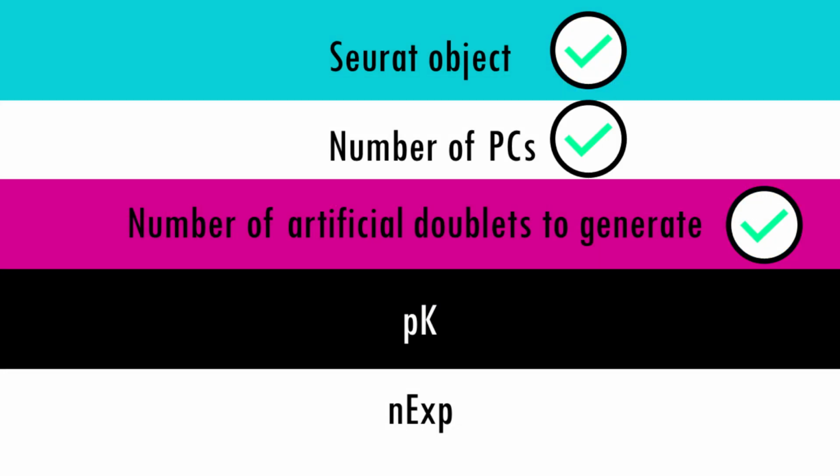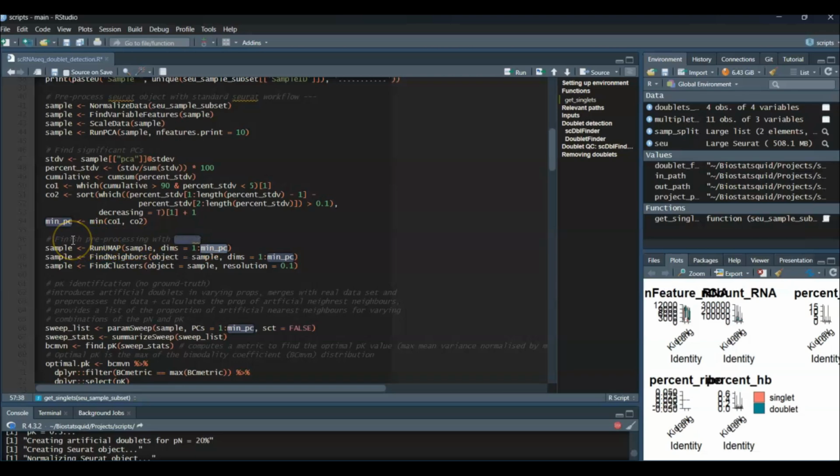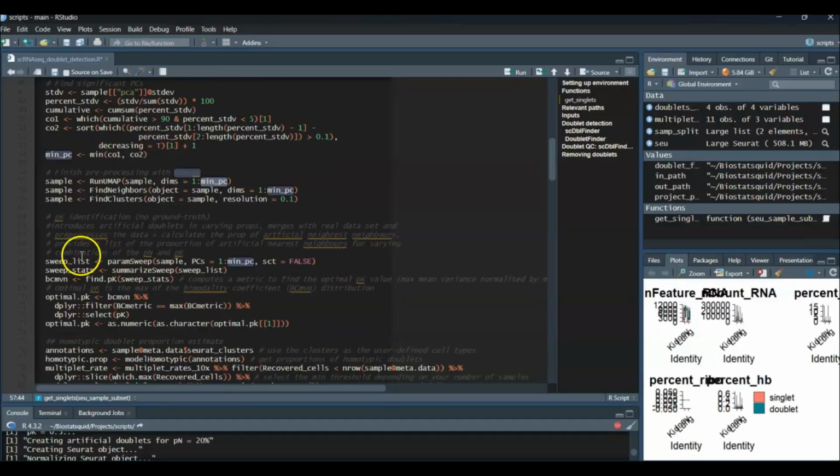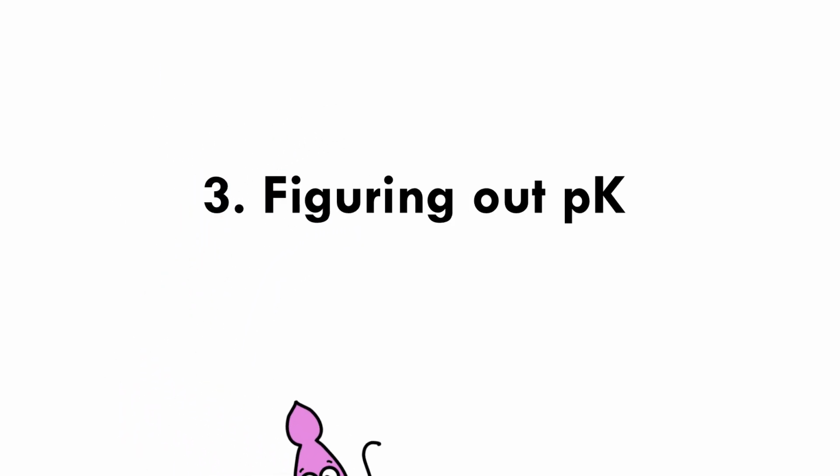Okay, let's move on. Next, it finishes pre-processing with the minimum number of PCs that it just identified. So you probably recognize these lines as part of the standard Seurat workflow. Nice. So now things get a tiny bit tricky. We now want to determine the pK argument.